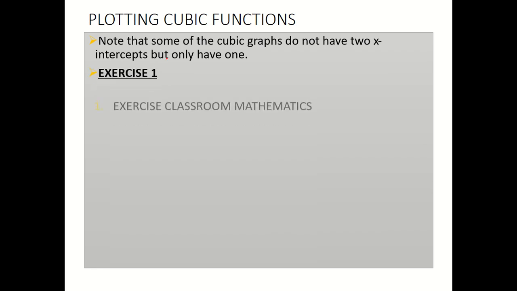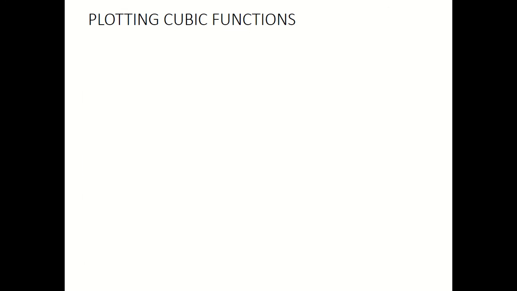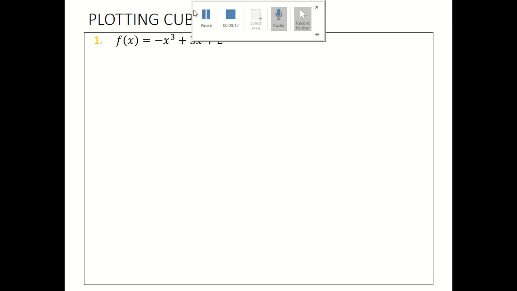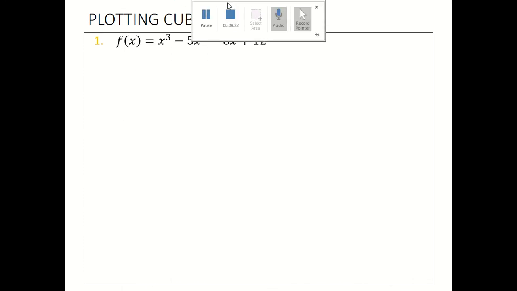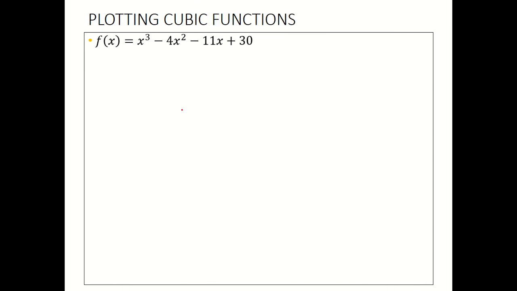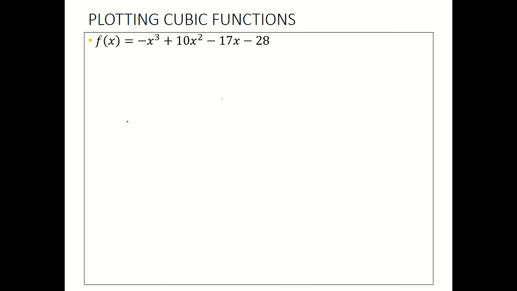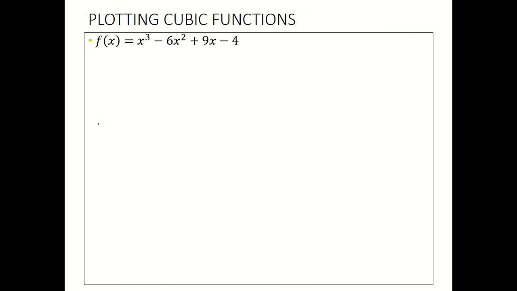This will be your exercise 1. Please plot this, that, and that will be the last one.